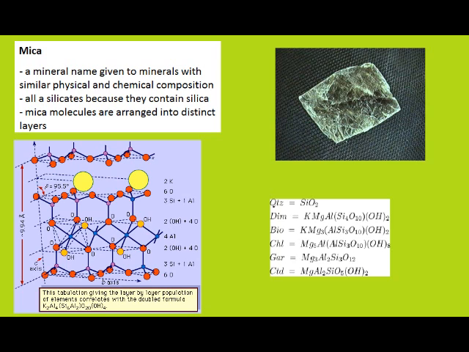Next is mica. Mica is a mineral name given to certain minerals with similar physical and chemical compositions. All of them are silicates and contain silica. At the bottom right corner, you will see long chemical formulas for mica, but in all of them, SiO2 is present. Molecules in mica are arranged in distinct layers which are very thin. They can be separated into single sheets as seen in the top image.